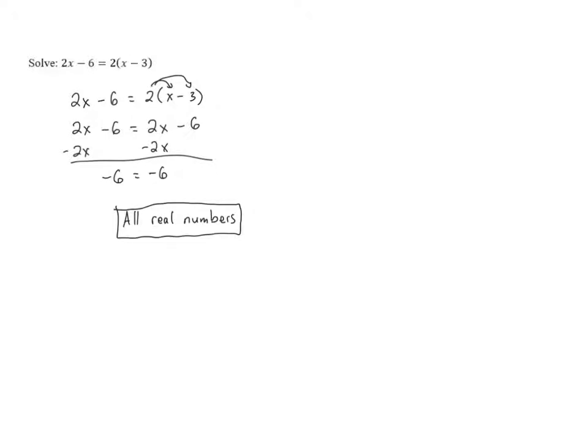You might wonder why we have the word real here. Later on, you will learn about imaginary numbers. Right now, we're only dealing with real numbers. So we say all real numbers are solutions to this equation. And another way that we can reference this situation, this is called an identity, an equation that's always true.